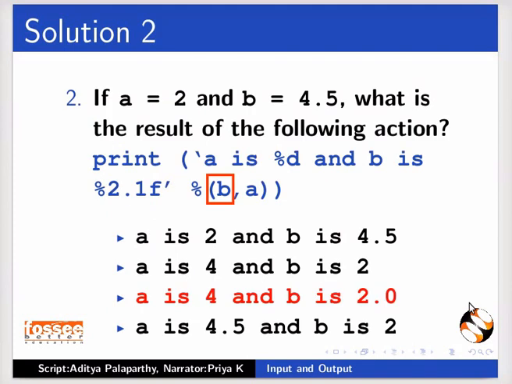Second, since B is called first, it will display integer value of B. Because the modifier used is %d. Similarly, float value of A will be displayed due to its modifier %2.1f. Hence, the output is A is 4 and B is 2.0.